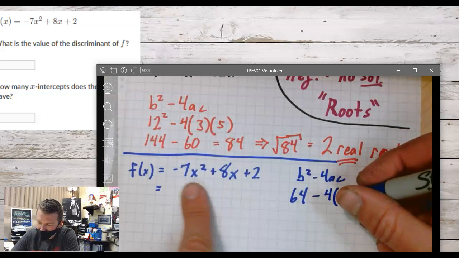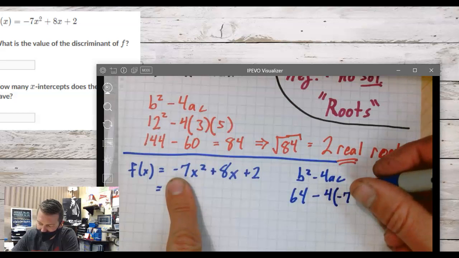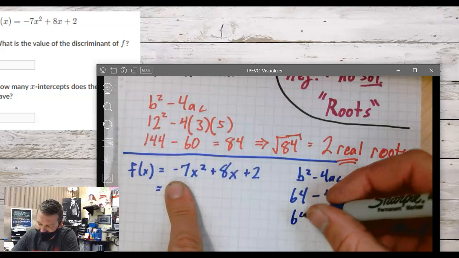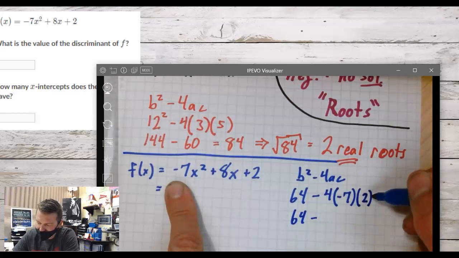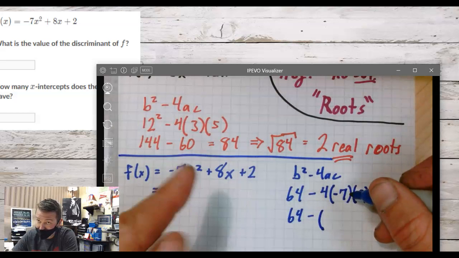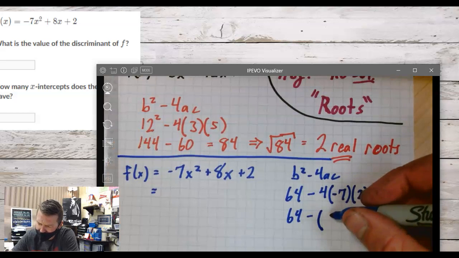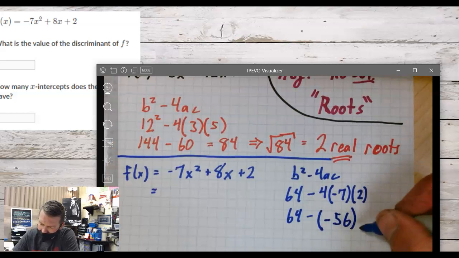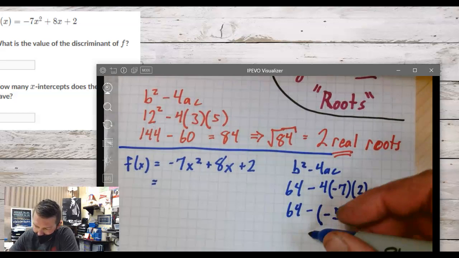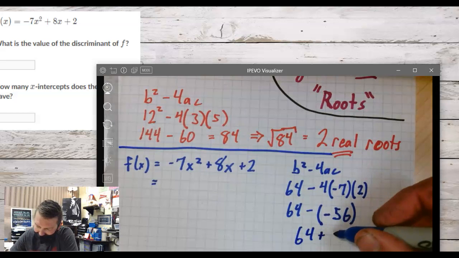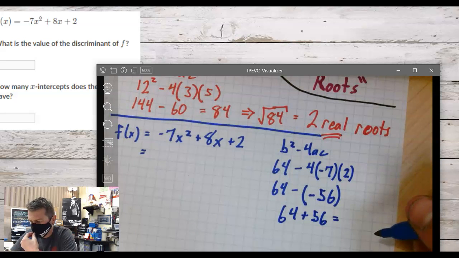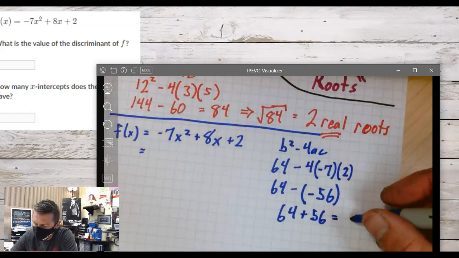Minus 4. Now A is negative, so that adds a layer of interest there. So when A or C are negative, what's going to be interesting here is that string of multiplication, 7, 14, 21, 28, 56, makes minus a negative number. And what's minus a negative do? Yeah, it just adds. So this is actually going to come out to be 120.